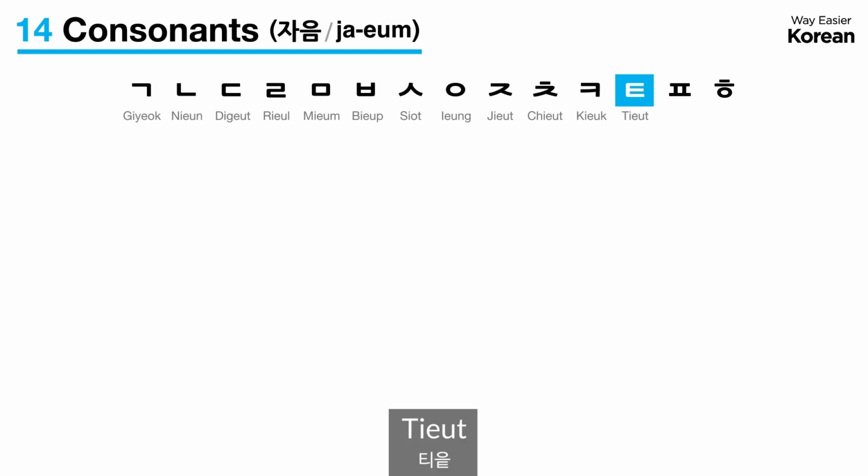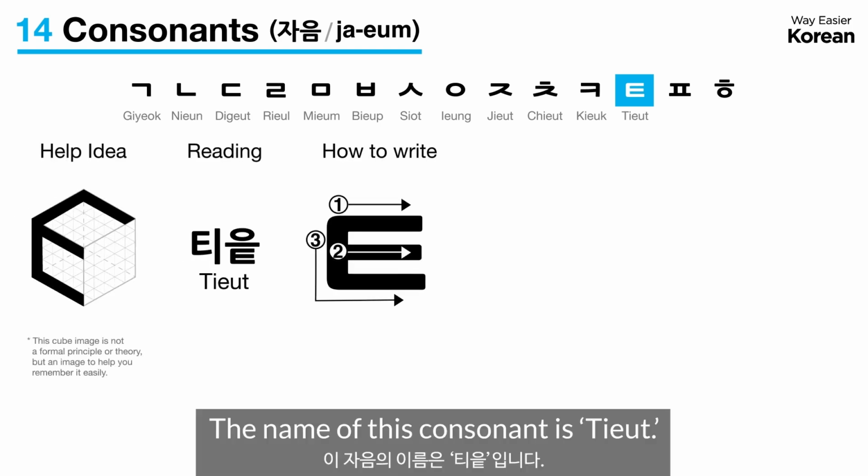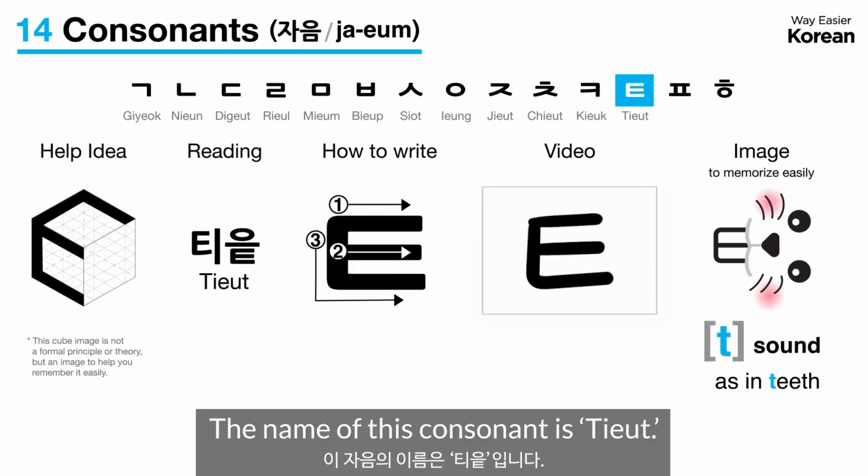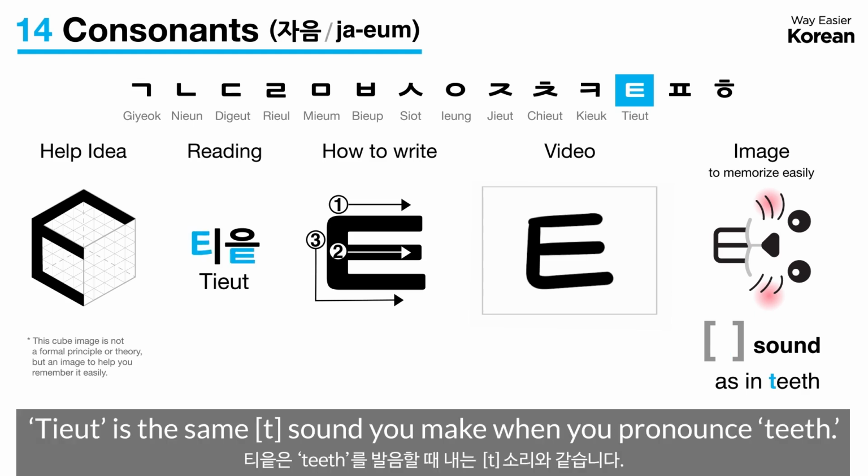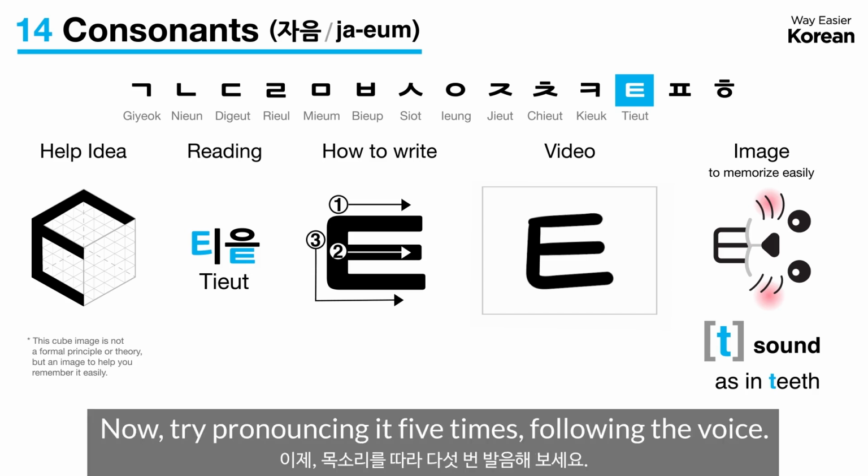티읕. The name of this consonant is tiut. Tiut is the same t sound you make when you pronounce teeth. Now, try pronouncing it 5 times, following the voice.